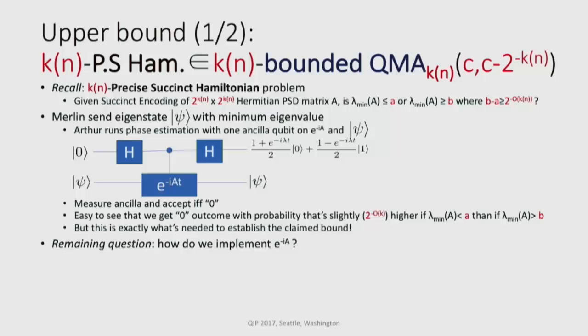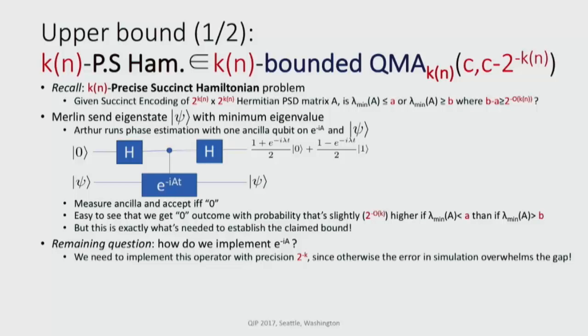But of course, the remaining question, which is incredibly important, is how do we implement this operator e to the minus iA? It's a unitary operator, but we're not given this as input. What we're given as input is the succinct description, the succinct encoding of this matrix A. Now we don't need to implement this exactly for this to work, but we do need to implement this operator with extremely high precision. We need to implement it with precision 2 to the minus k, because otherwise the error in simulation of this operator would completely overwhelm the gap, which is why we're interested in implementing this circuit in the first place.